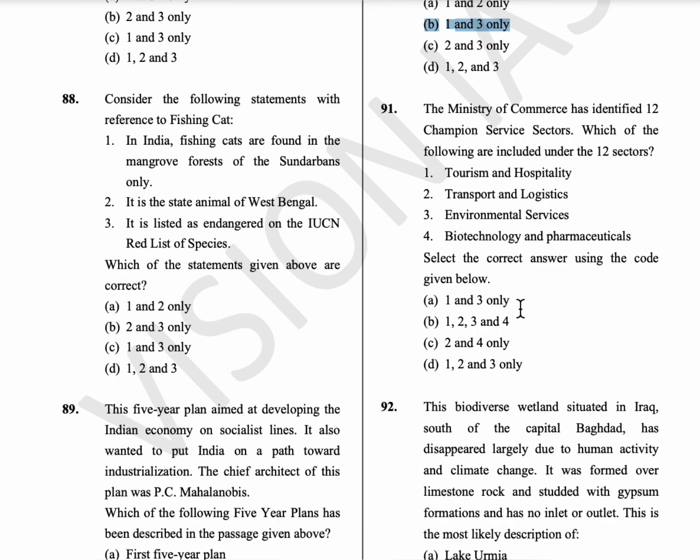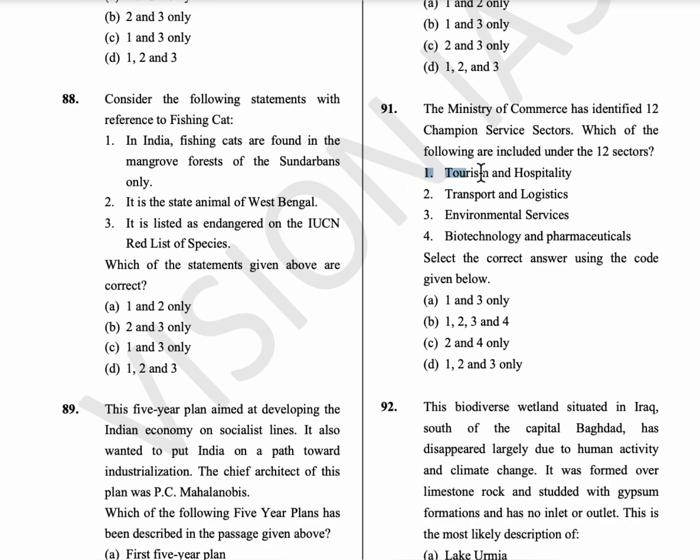91st question. The Ministry of Commerce has identified 12 champion service sectors. So which of the following are included under the 12 sectors? So here the 12 champion service sectors are IT and IT enabled services, medical value travel, accounting and finance services, audio-visual services, legal services, communication services, construction, engineering services, financial services, tourism and hospitality, transport and logistics, environmental services.